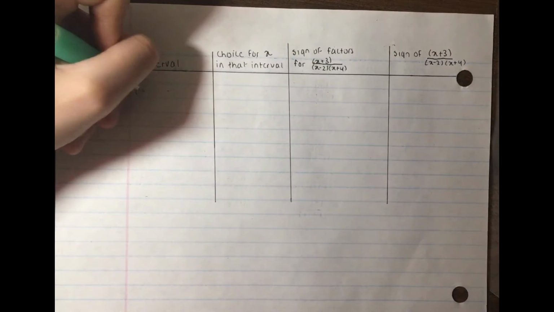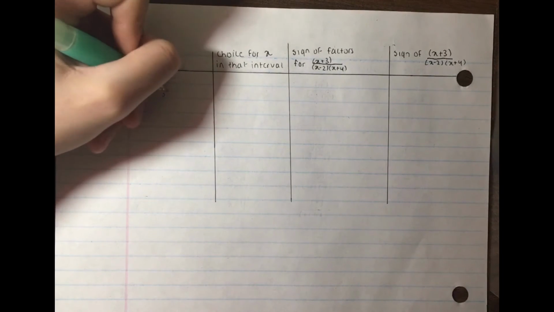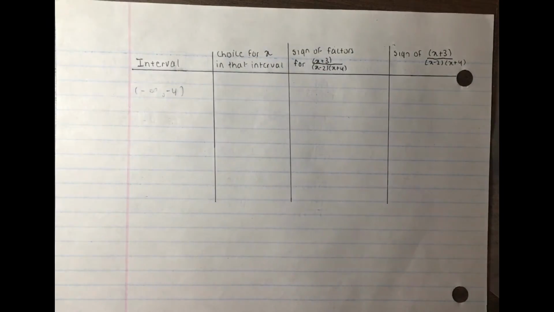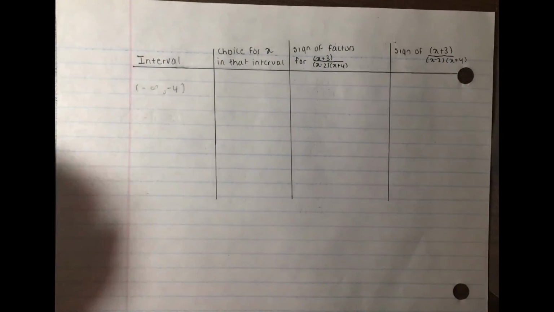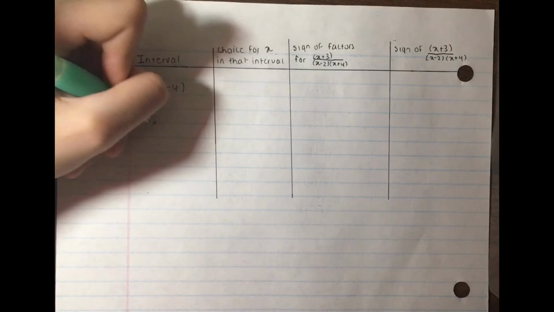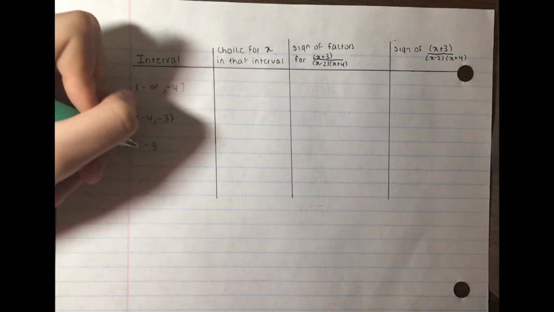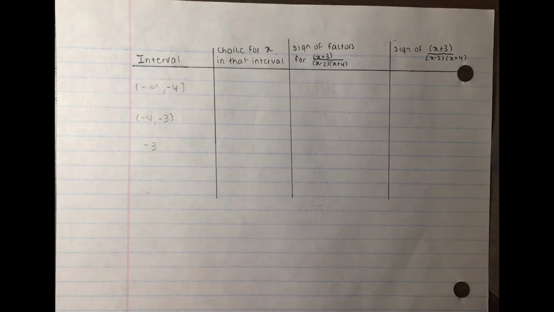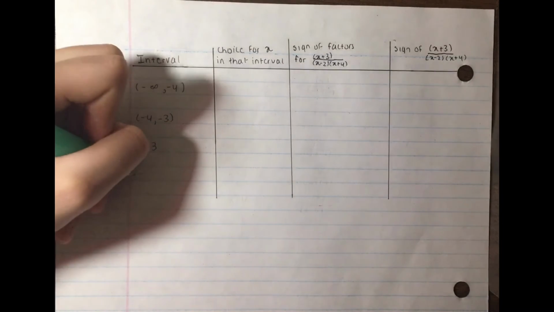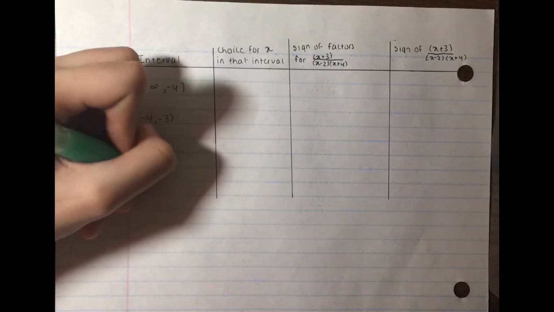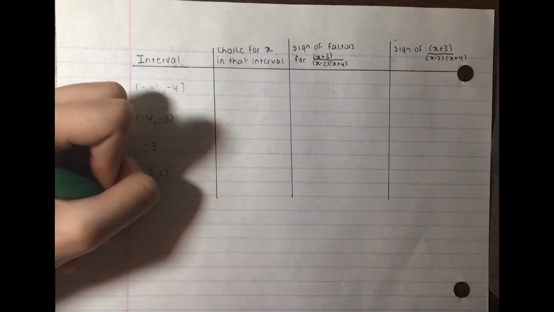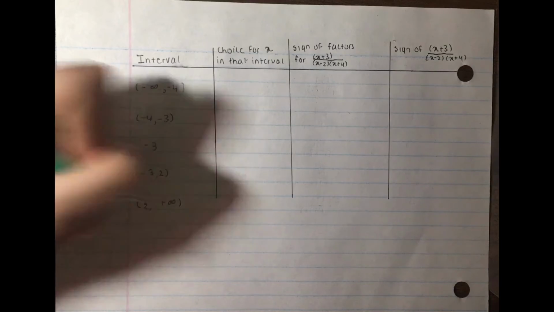So the first example that we have is (-∞, -4) with round brackets, and then we have (-4, -3), and then we're just going to include the 0 of the numerator to show what it looks like compared to the other intervals, but it's not actually an interval. And then we have (-3, 2), which is an interval, and then (2, +∞).